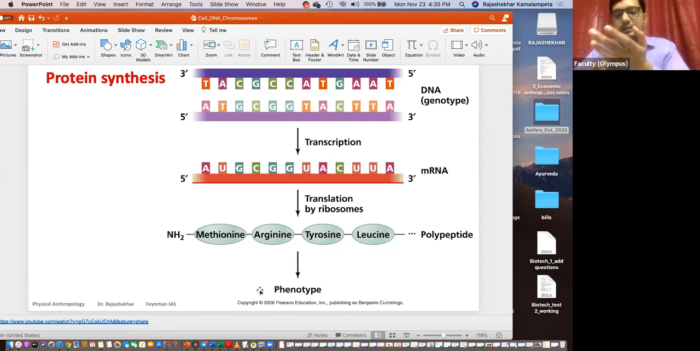Protein synthesis is a process where DNA, which is a storage material that carries instructions, has a copy of it made in the form of mRNA. And this process has a name. We call this step transcription. This is called transcription. This is the first step in protein synthesis.